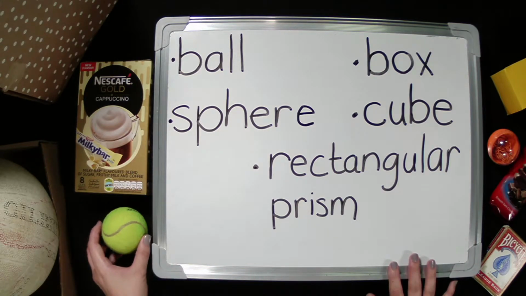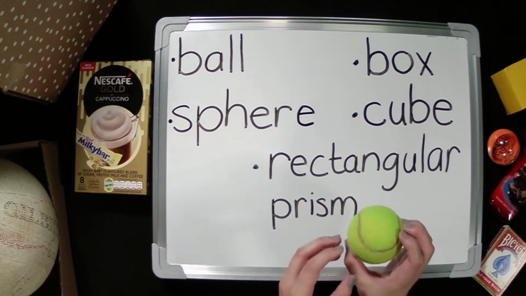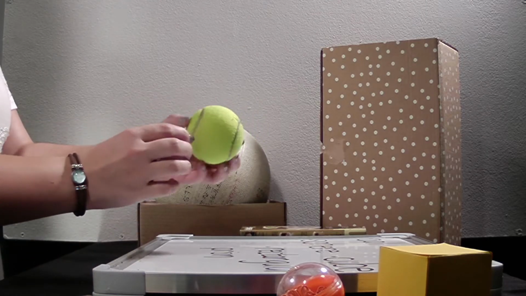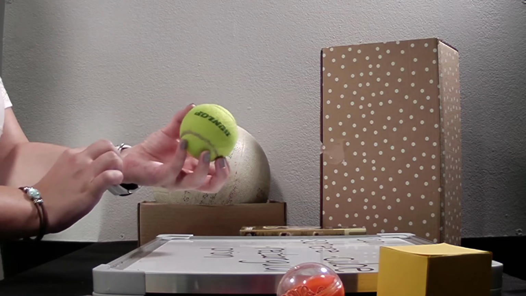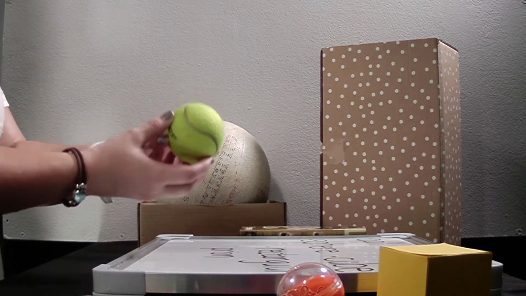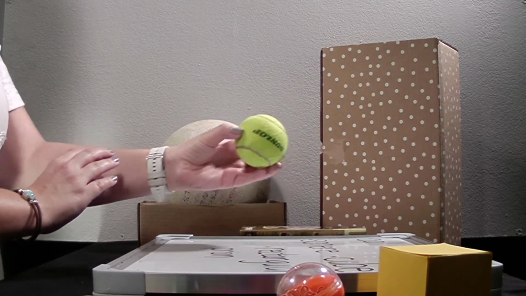To start off with, let's have a look at a ball. Here I have a tennis ball. This is a ball that you might have seen before. Can you see that there are no flat edges anywhere? It is fully round. This is called a sphere.